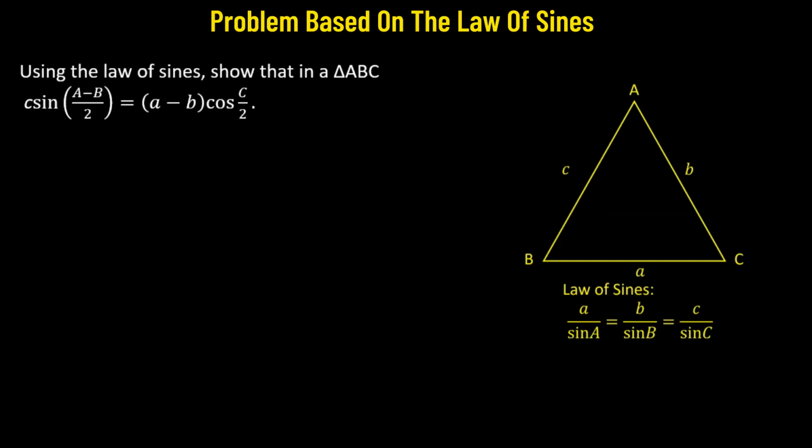Using the law of sines, we need to show that in a triangle ABC, c times sine of (A minus B)/2 equals (a minus b) times cosine of C/2. Let us begin. First, we'll specify the law of sines.